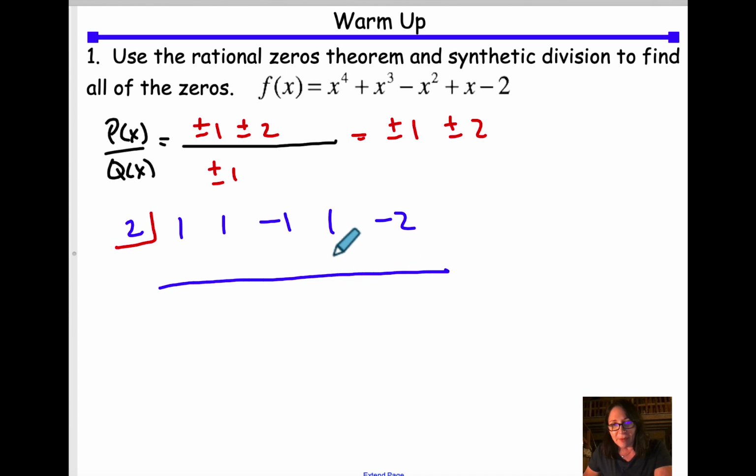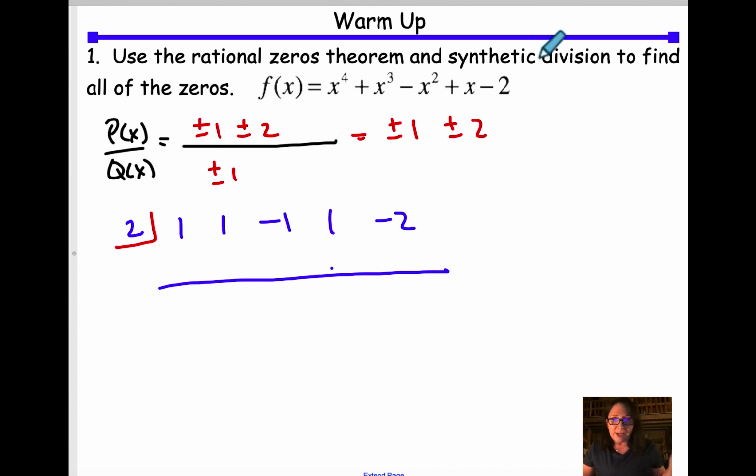What's happening here is I'm going to add down, and I'm going to multiply across. So that's going to be 2. Add down, I get 3. Multiply across, I get 6. Add down, I get 5. Multiply across, I get 10. These values are getting increasingly higher, and what I really want is a 0 here, and that's not going to happen. So I'm going to erase this and start over with a different value. Okay, so 2 did not work.